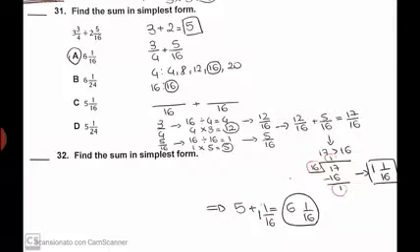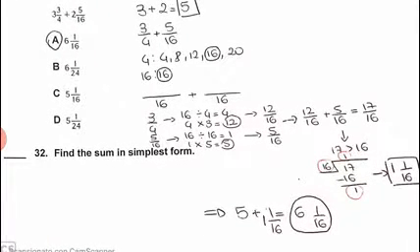So 3 over 4 becomes: 16 divided by 4 equal 4. 4 times 3 equal 12. So the new fraction is 12 over 16. 5 over 16: 16 divided by 16 equal 1. 1 times 5 equal 5. So the new fraction becomes 5 over 16.